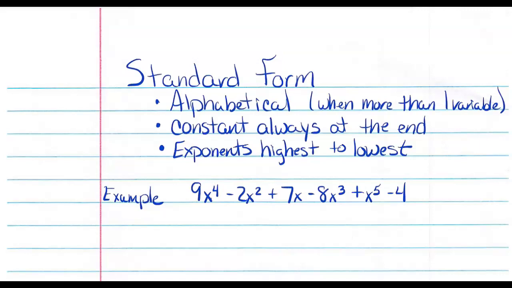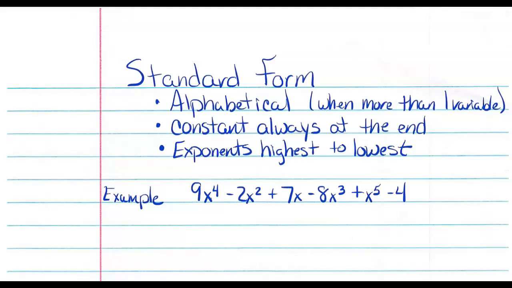All right, so let's take a quick look at standard form. We need to go back and remember that standard form, first of all, is alphabetical. Next, the constant is always at the end, so the number by itself is always the last one in standard form. And after we talk about alphabetical, we look at the exponents and we begin with the highest exponent to the lowest.